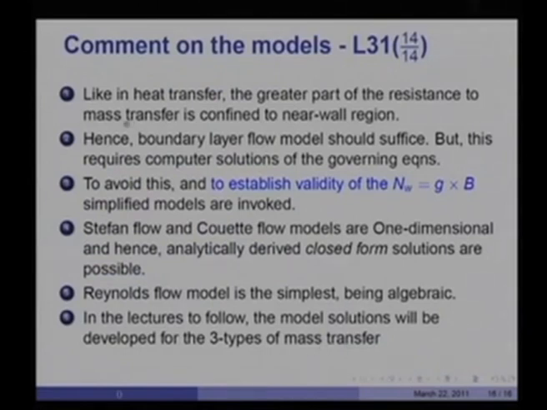So, in summary, let me say, like in heat transfer, the greater part of the resistance to mass transfer is confined to the near wall region, and therefore, the boundary layer flow model should suffice, but this requires computer solutions to the governing equations, in fact, a very large number of governing equations which are coupled. To avoid this and to establish the validity of n w equal to G times B, simplified models are invoked. The Stefan and Couette flow models are one dimensional, and hence analytically derived closed form solutions become possible. The Reynolds flow model, on the other hand, is the simplest, being algebraic.